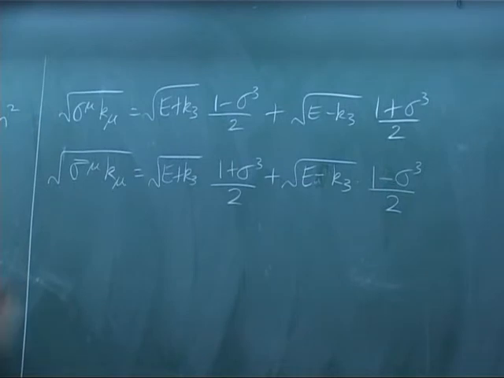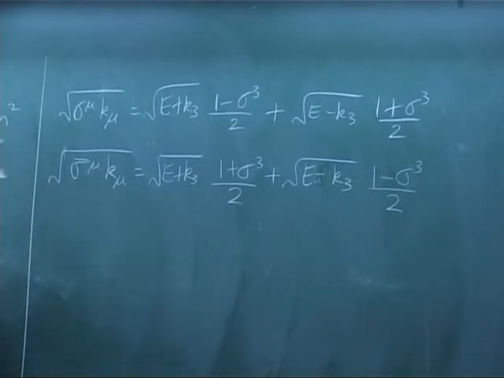So it's a very easy exercise. If you square the right hand side, you will get sigma mu k mu, where k mu is this 4 vector, the specific 4 vector. Good.